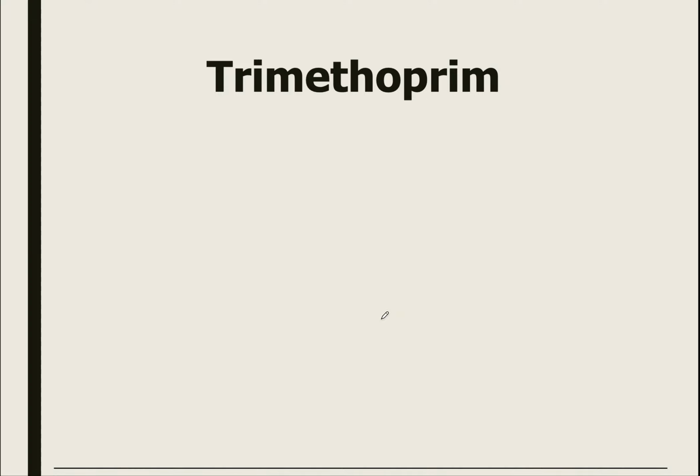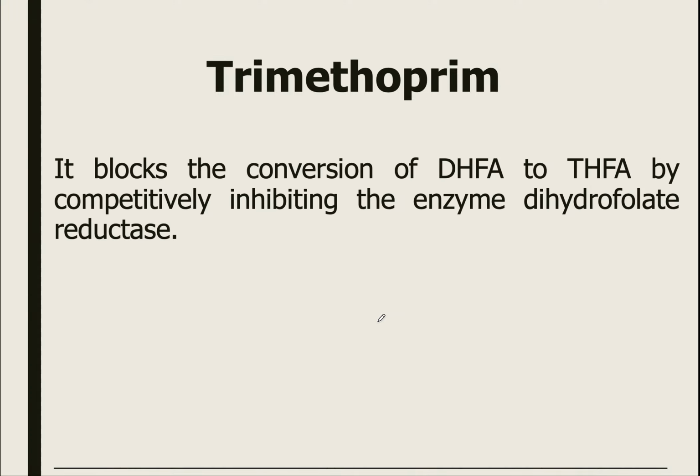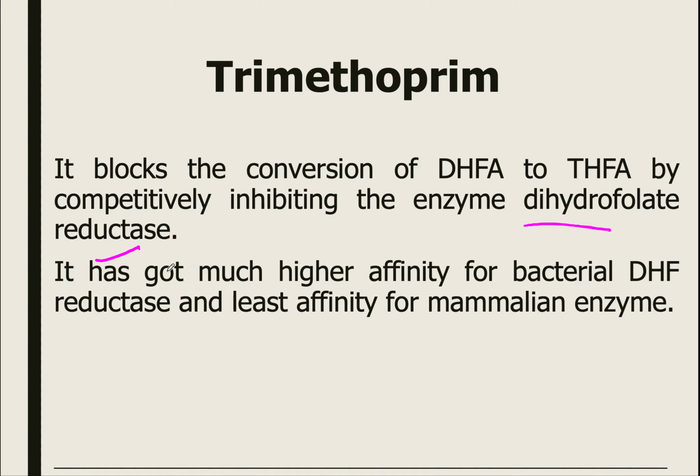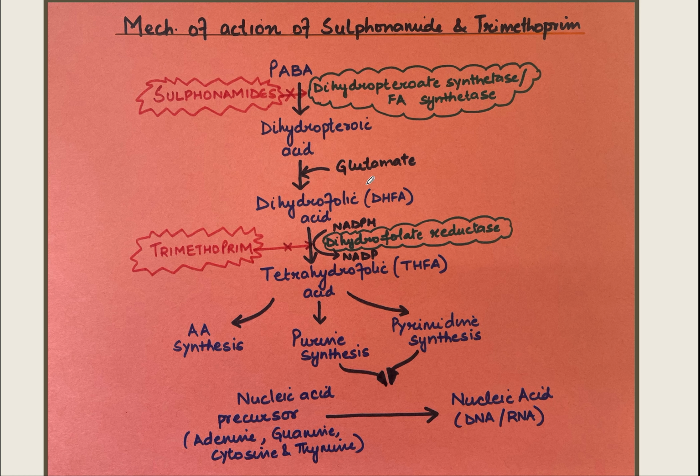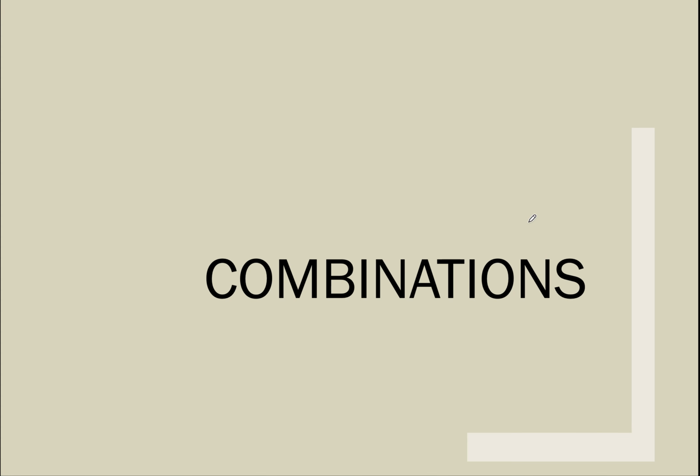Now trimethoprim, already discussed. This is the enzyme. This is a drug which blocks the conversion of dihydrofolic acid to tetrahydrofolic acid because it inhibits the enzyme dihydrofolate reductase. And why is it not harmful for the host cells, human cells? Because its affinity is much higher for the bacterial dihydrofolate reductase as compared to the mammalian one. So you see, this is the trimethoprim. It is going to inhibit this particular enzyme in the same pathway.